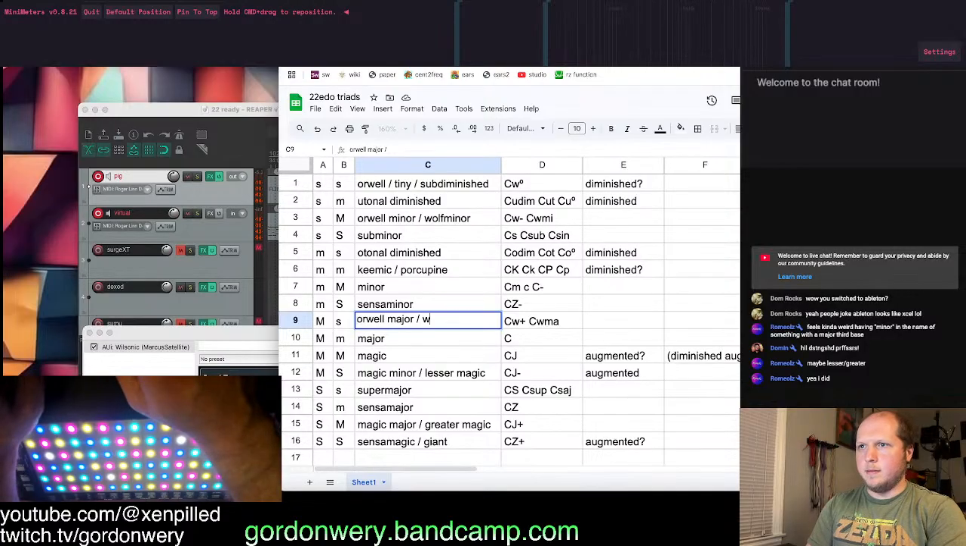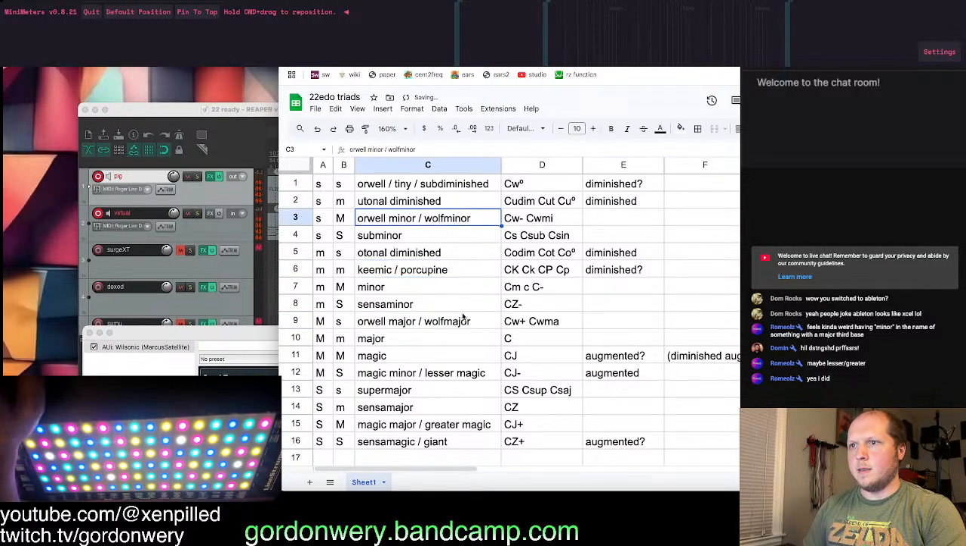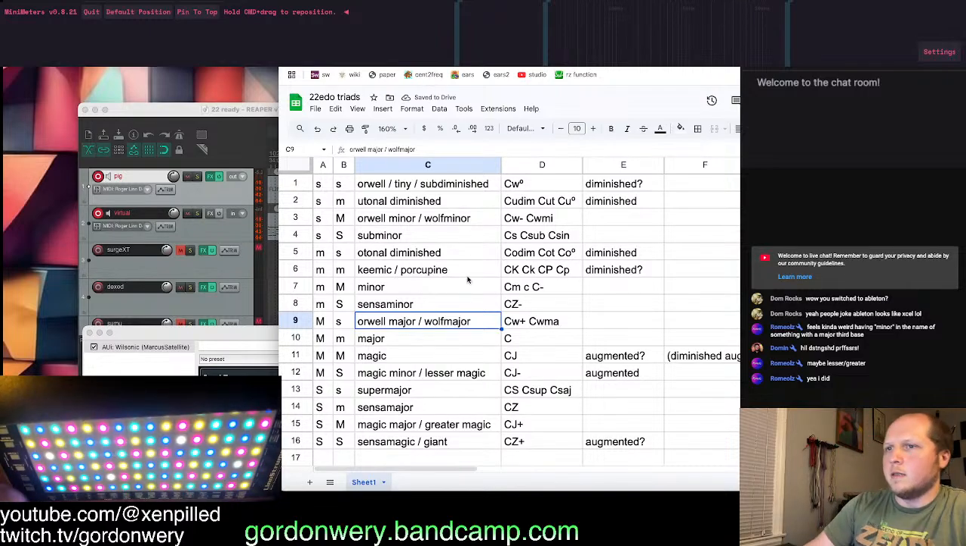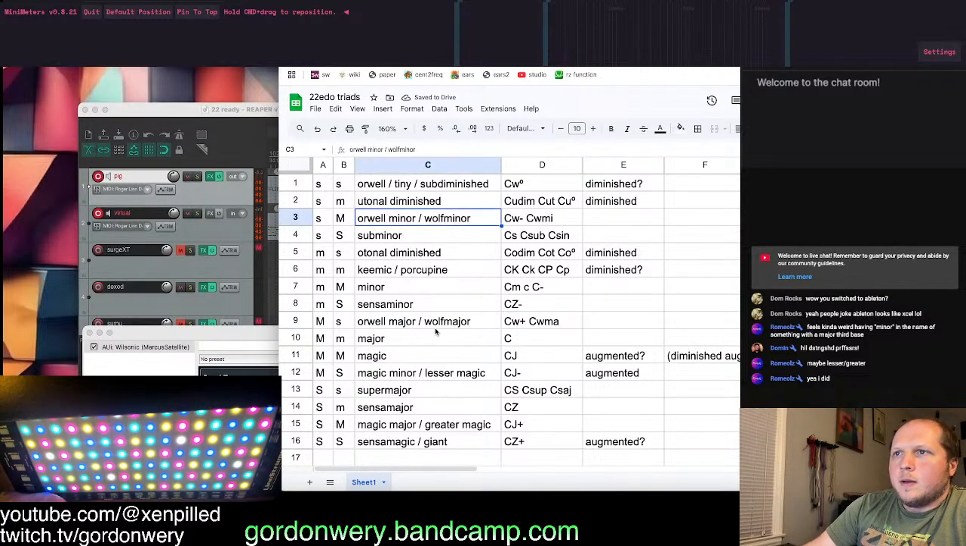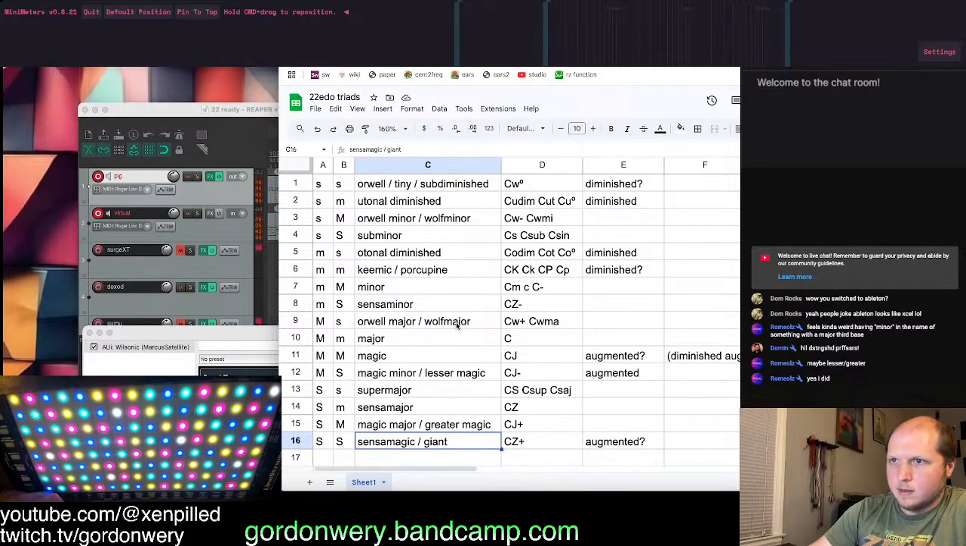But it's probably usually a sub 5, I guess. I don't know if that actually is though, actually. But yeah, I guess you could technically call these sensa chords wolf chords too, because they have a sharp 5, I guess. The major and minor.